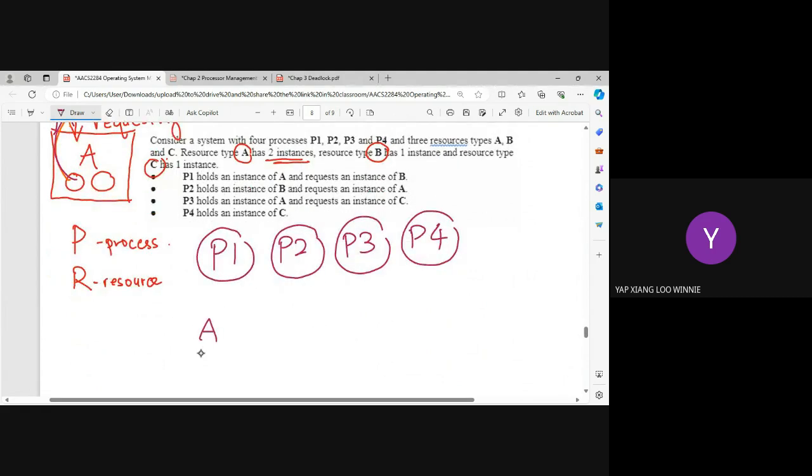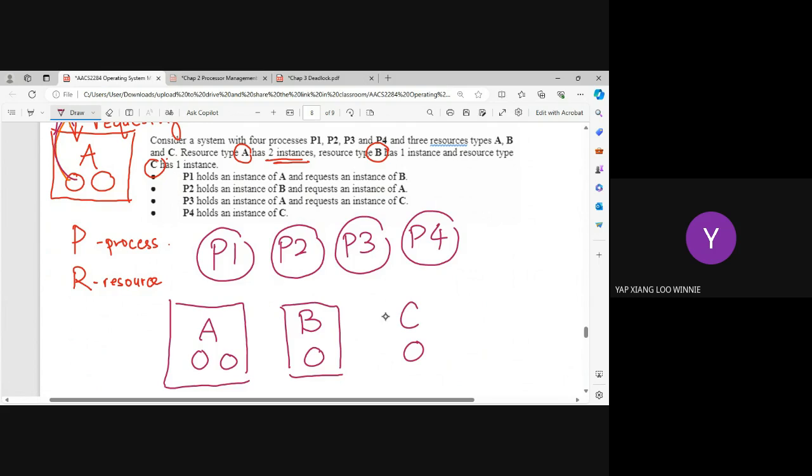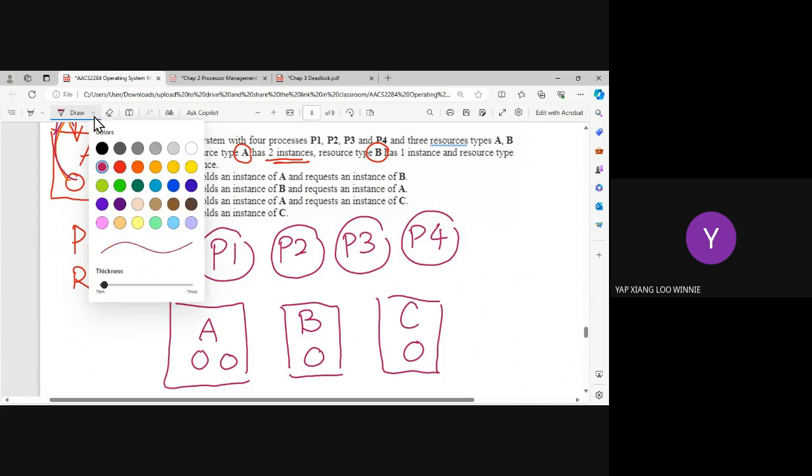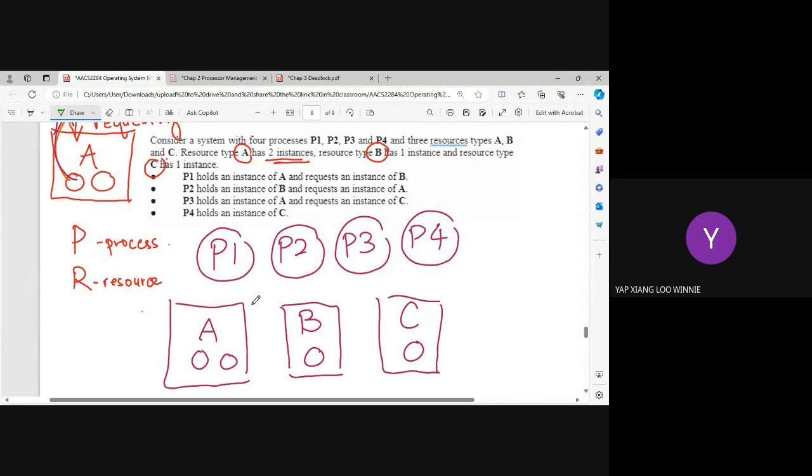So A, I got 2 instance, so 2 little dots. B, I got 1 instance. C also got 1 instance only, so I draw this out and then I put them into the box. Okay. I think this one is a bit hard for you to see, because on this tool, my drawing is a bit messy. Now I try to use a light green color to do the connection.